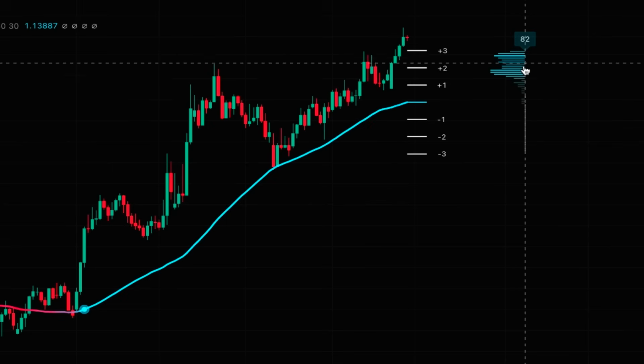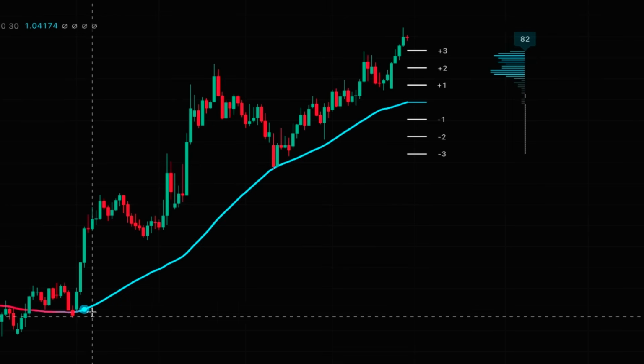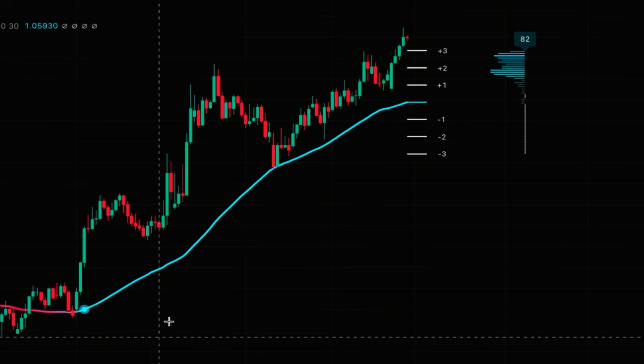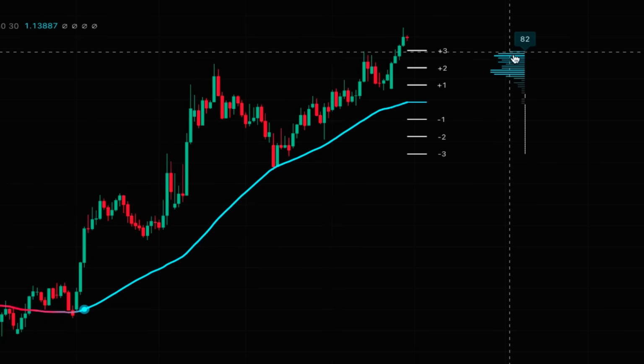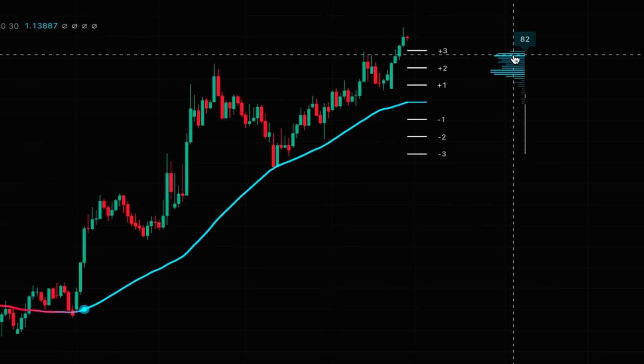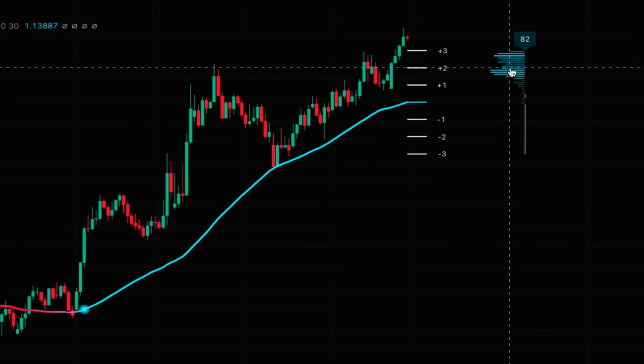And this histogram shows how often the price closed within each deviation zone, which is considered from the starting point of the trend. So the trend started from here at this point, and for this active trend phase, the histogram is showing which of the deviation zones had more frequency. In other words, the price closed inside those deviation zones. When the profile is skewed to 2-3 standard deviation, this shows that the trend is strong.